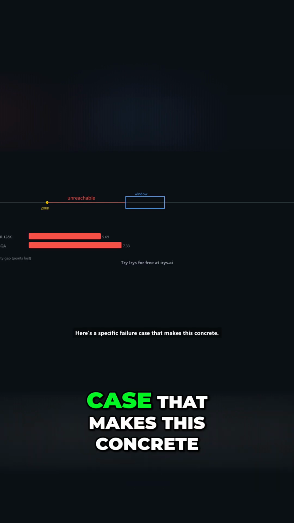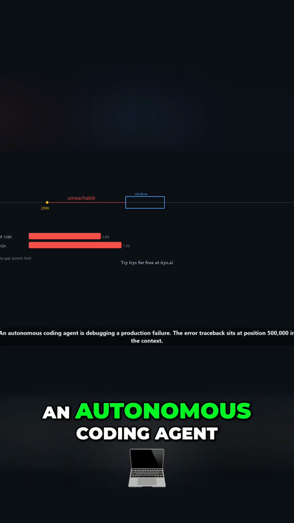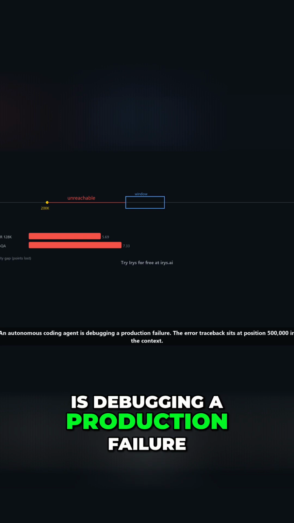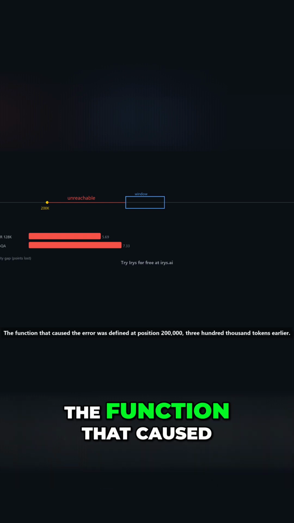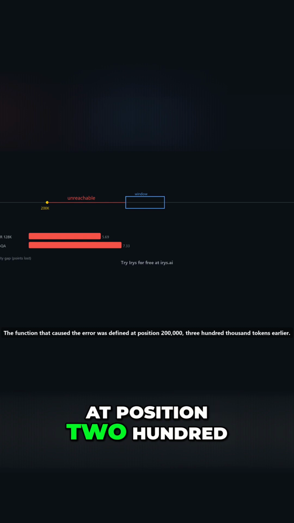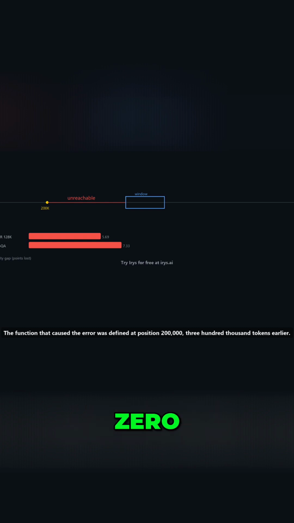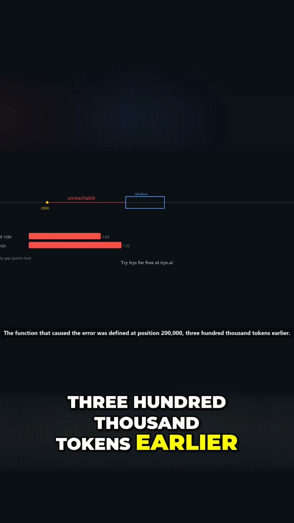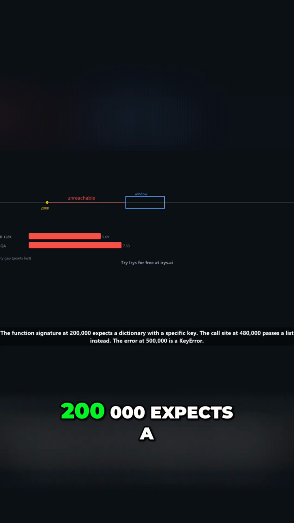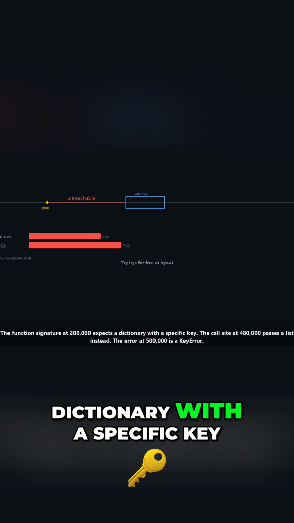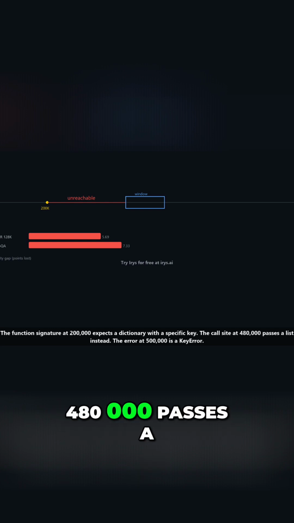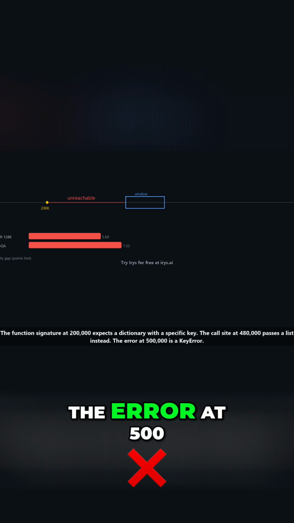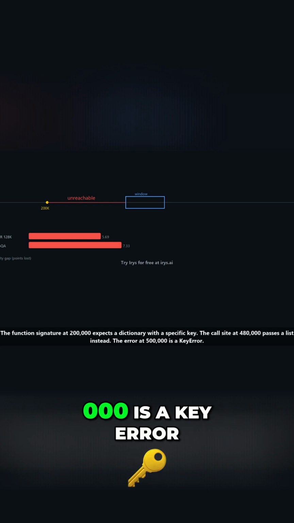Here's a specific failure case that makes this concrete. An autonomous coding agent is debugging a production failure. The error traceback sits at position 500,000 in the context. The function that caused the error was defined at position 200,000, 300,000 tokens earlier. The function signature at 200,000 expects a dictionary with a specific key. The call site at 480,000 passes a list instead. The error at 500,000 is a key error.